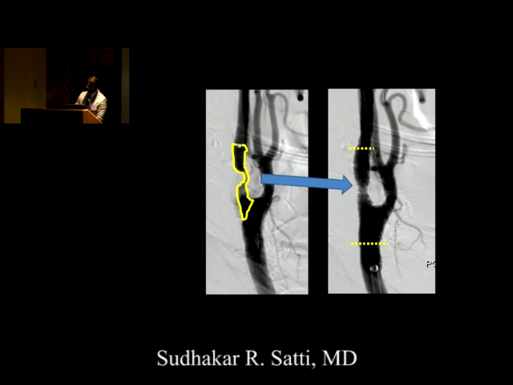So this is the lesion before. I outlined it to make sure everybody sees the normal vessel, distal and proximal, and the area of stenosis, and this is what the lesion looks like after.